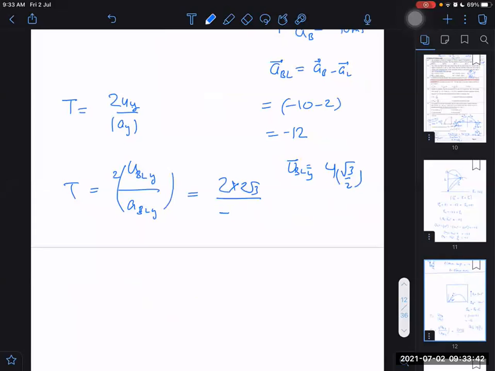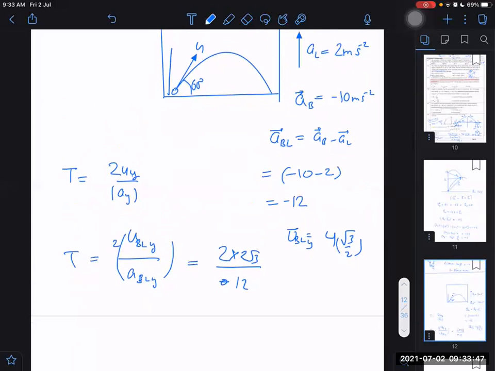Mod of AY means 12. That is the time. But this formula, which formula am I dependent on? I am dependent on the formula of HUT. If you don't want to use that, then you have to go one step back.